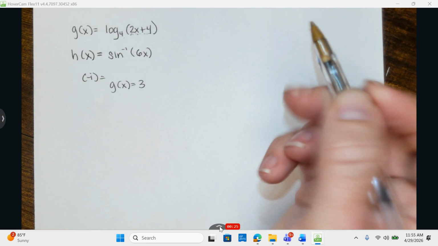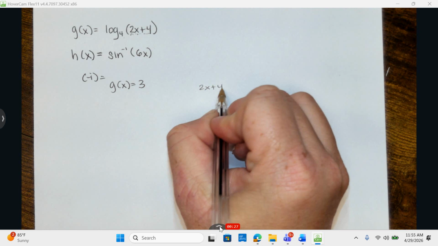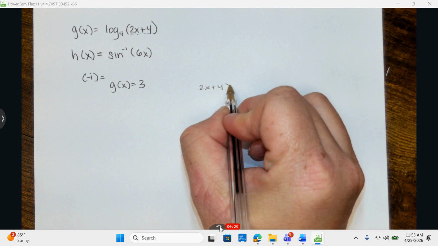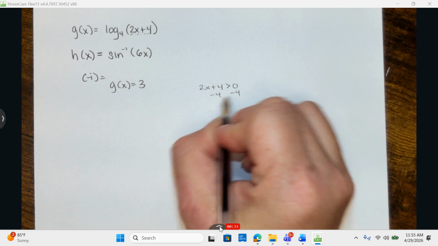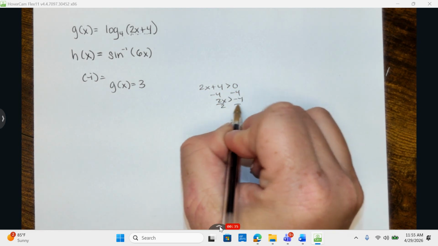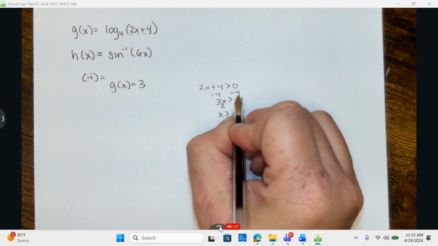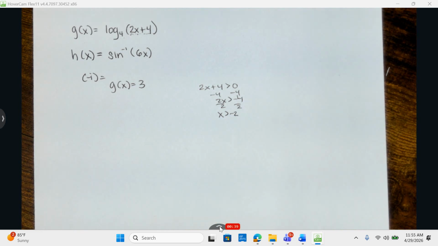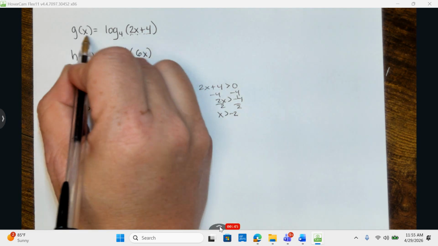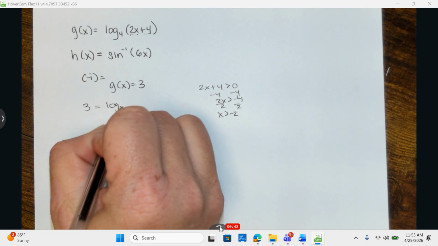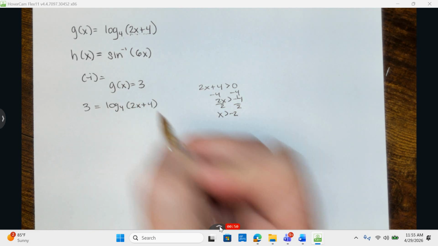Remember that this value has to always be greater than 0. So if we see a variable back here, I'm just going to come off to the side and say, okay, I know this has to be greater than 0. So I'm going to subtract 4, subtract 4. Whatever answer I get, I just need to make sure that it is greater than -2, and then I know that I have a correct answer, as long as my algebra matches up. Okay, so I'm going to take 3 and set it equal to g of x, log base 4 of 2x plus 4.